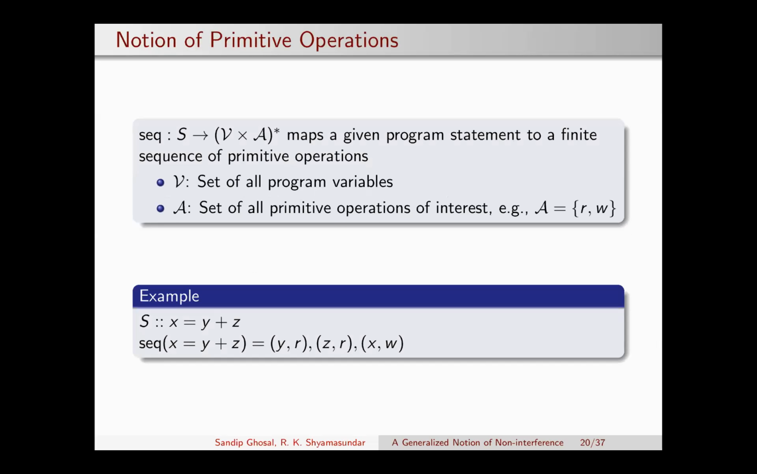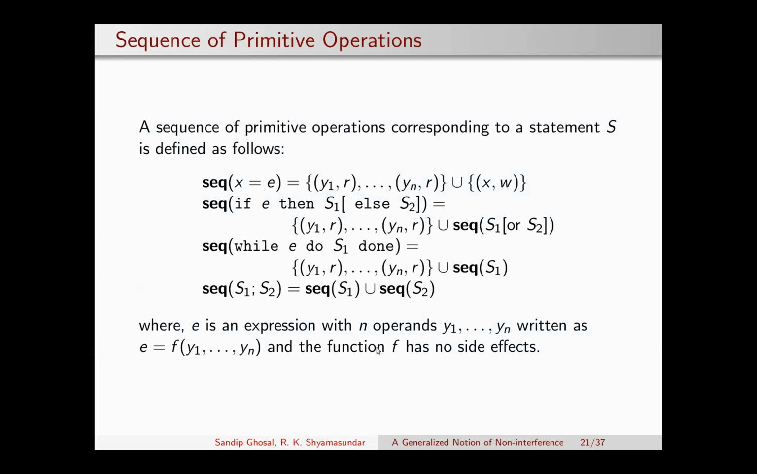Next, we define the function seq that maps a given statement to the corresponding sequence of primitive operations. For this instance, we limit the primitive operations to read and write only. The statement x equals y plus z is mapped to a sequence read y, read z, and write x. For an assignment statement x equals e, where e is a function of y1 to yn, the sequence of primitive operations is defined as read y1 to yn and write x. The input sequences for other statements are shown in the slide.